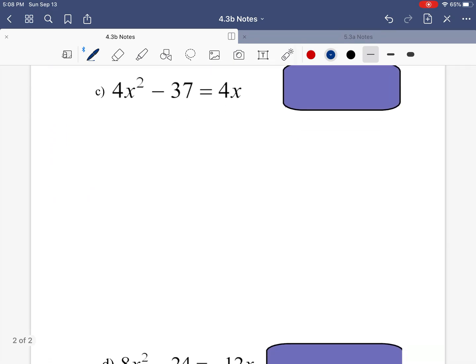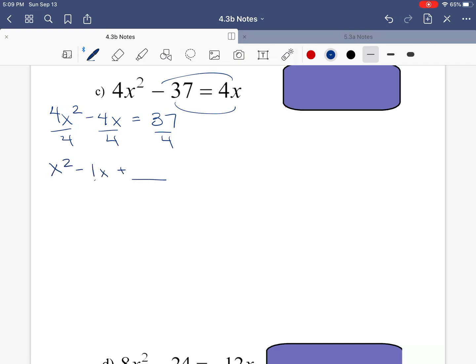So our next example, same thing, going to get it in that same look. So 4x squared, in this case, I'm moving my 4x over, so minus 4x is equal to, and moving the 37 over. Divide every single term by 4. So x squared minus 1x plus blank. You don't need to write the 1, I'm doing it for emphasis. Is equal to, well, 37 over 4 doesn't reduce, so it's just going to hang out there.